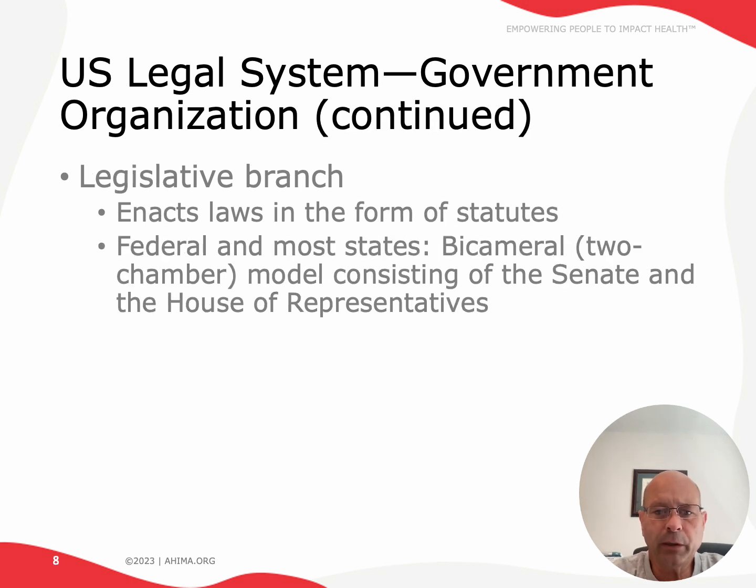So let's go on to speak about the legislative branch, the lawmakers. The legislative branch enacts laws in the form of statutes. Both the federal government and most states use a bicameral, or two-chamber, model with a Senate and a House of Representatives. The process is that a bill must pass both chambers and be signed by the executive, which is going to be a president or governor of a state, to become law.